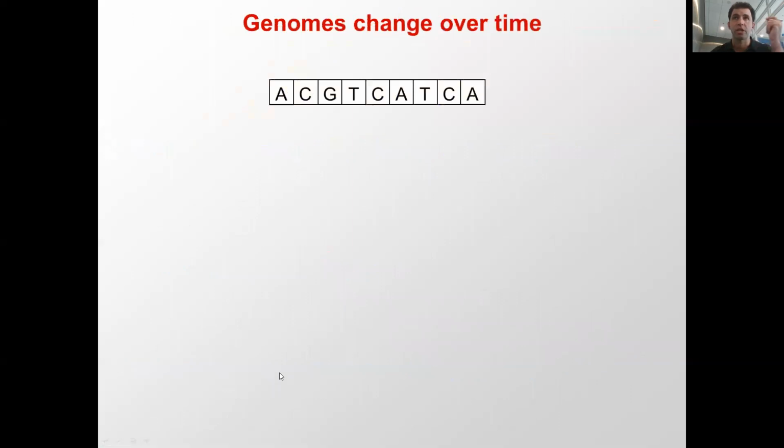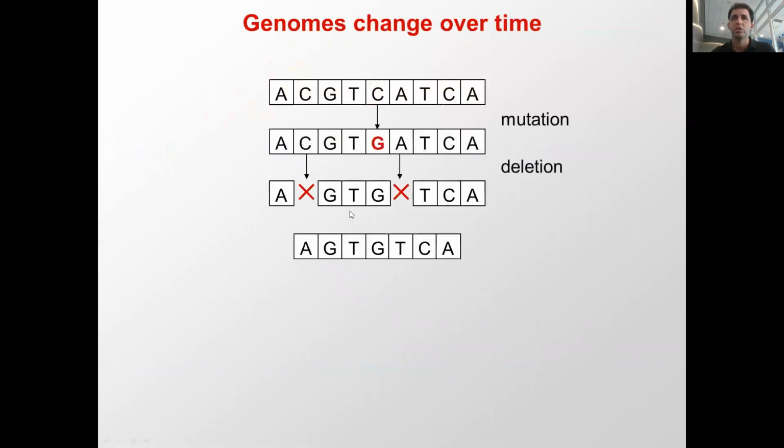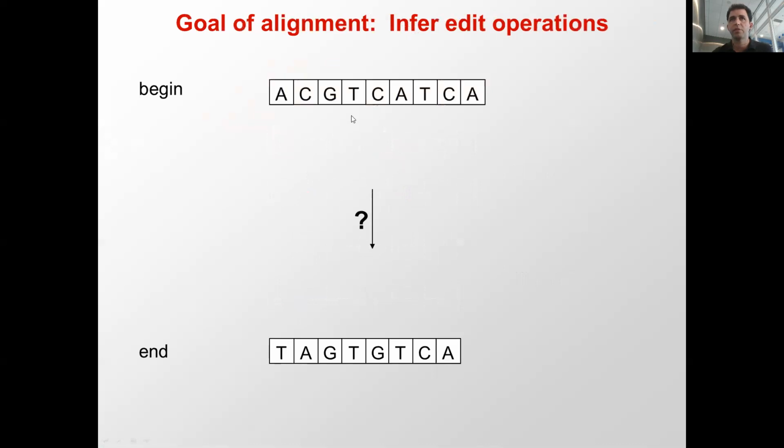So genomes change over time. If you have an ancestral sequence, you can have a mutational event from C to G. You can have deletion events where the C and the A are deleted and the sequence is condensed. You can have insertion events. And what you end up with is a different sequence over time. The goal of sequence alignment is to effectively figure out what is the series of evolutionary events, what is the series of operations that transform one sequence into another sequence.